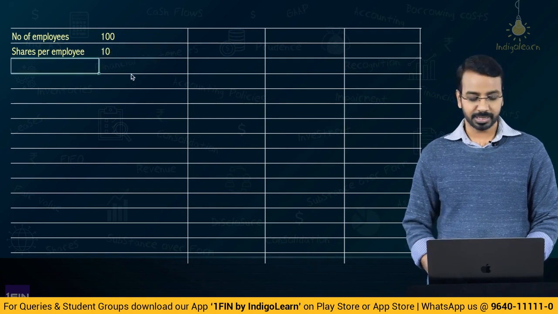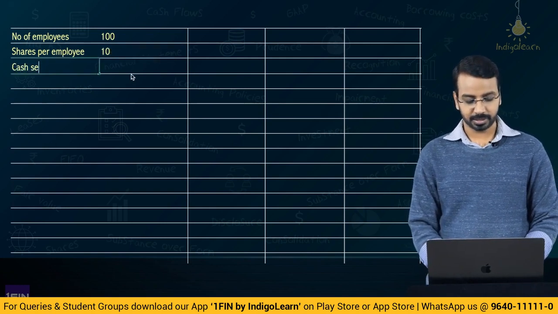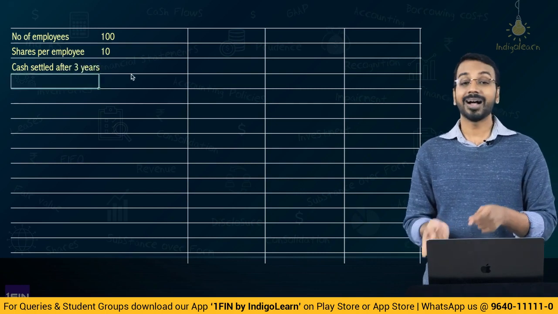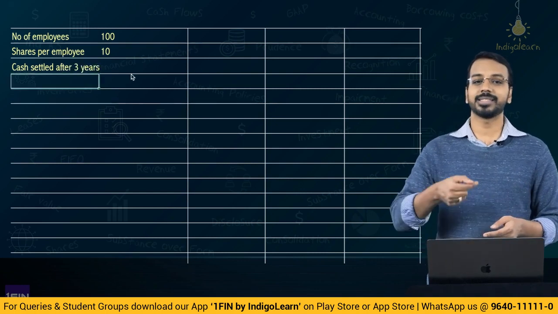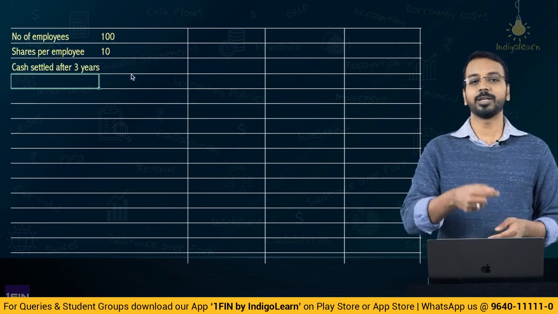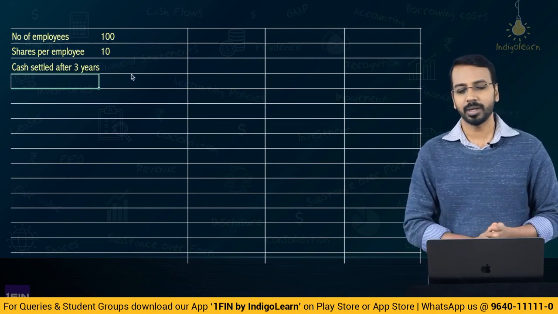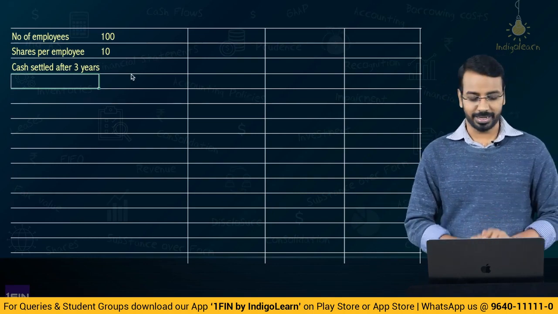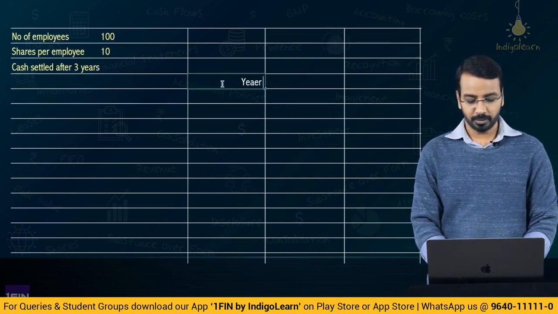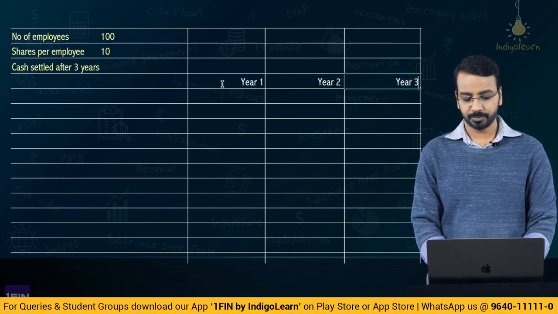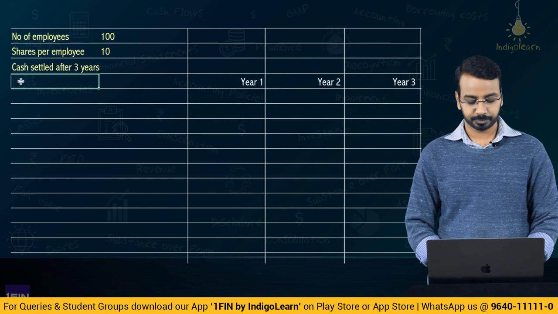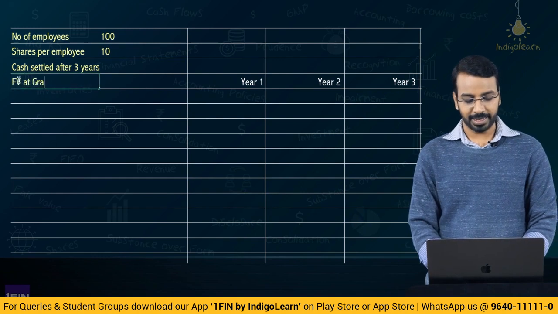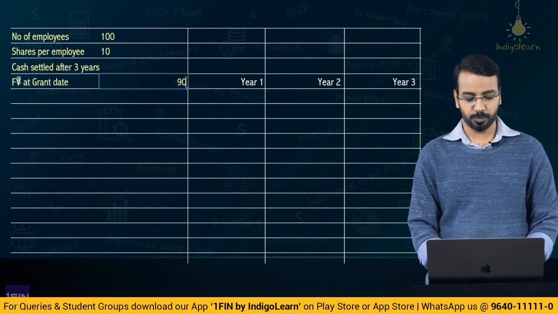How much? 10 shares, and it is cash settled after 3 years. So after 3 years, whatever is the share price, that multiplied by 10 will be paid to each employee, and assume for a moment all the 100 employees will continue to remain in the organization. Okay, so year 1, year 2 and year 3, and fair value at grant date is say 90 rupees.